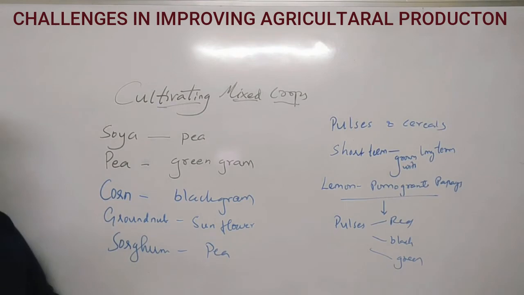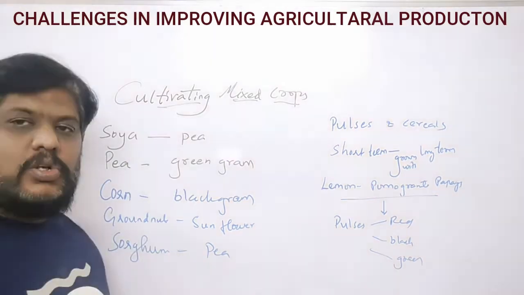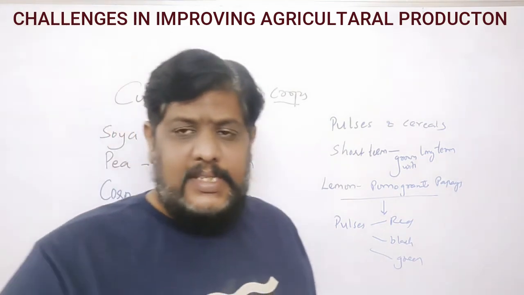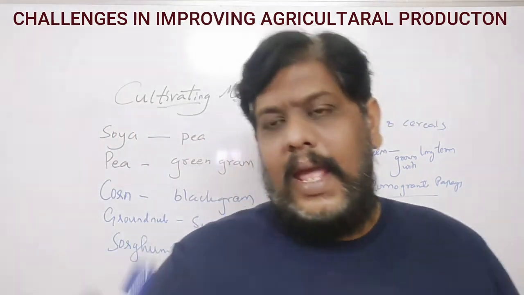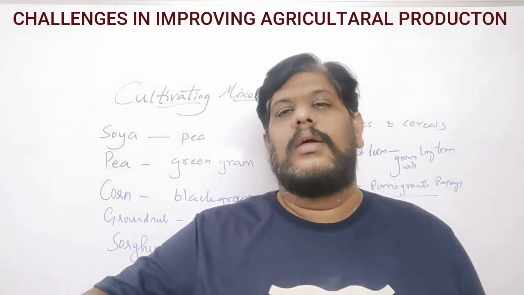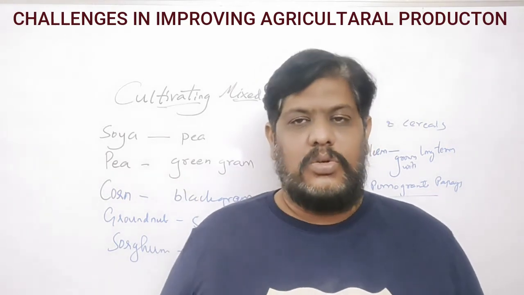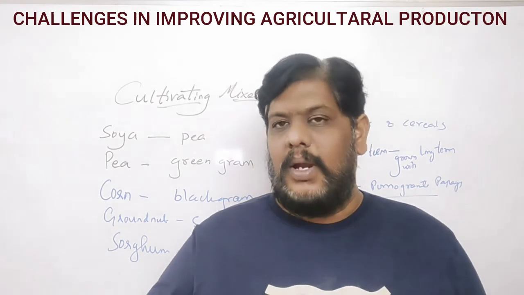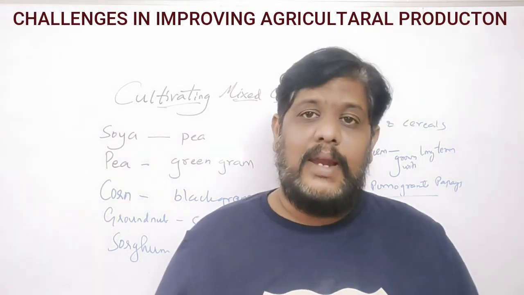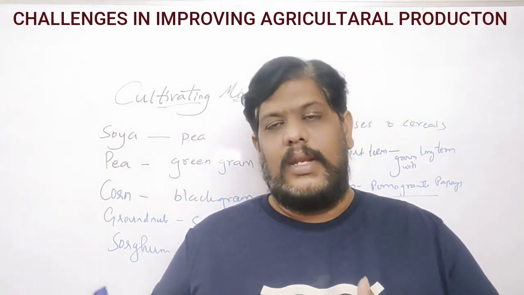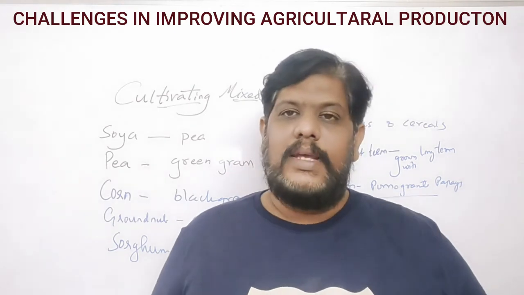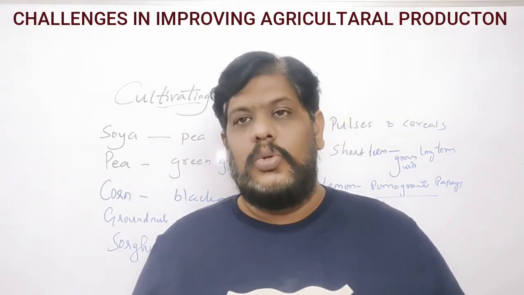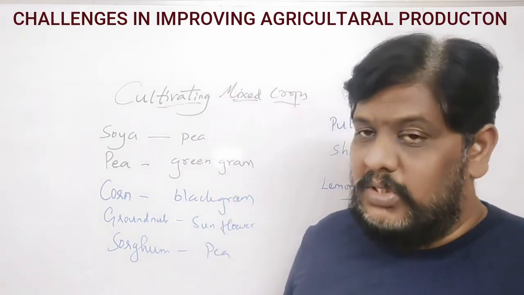Okay, so now we'll go ahead with cultivating the mixed crops. Now what are the mixed crops? For example, if you take a land and grow more than one crop in it, then it is called a mixed crop. If along with the paddy plant you grow another crop in the same field, then it is called a mixed crop. So you are mixing two different crops. Those kinds of crops are usually called mixed crops, right?